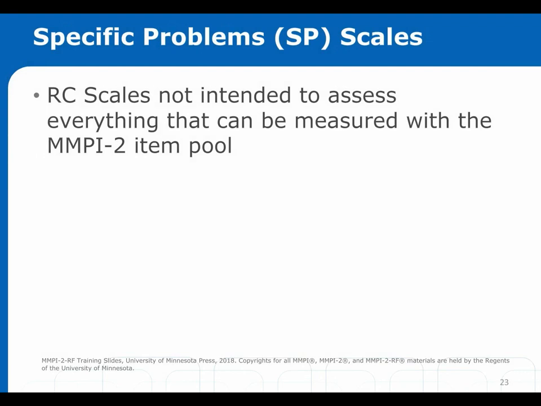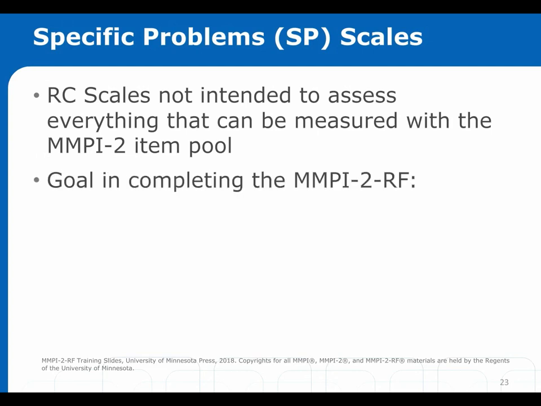Before we dive into the constructs measured by the specific problem scales, it's helpful, I think, to provide some background information for some context. So the restructured clinical scales, when they were developed, this was when the MMPI-2 was in use, and the purpose of the RC scales was to provide versions of the clinical scales with improved psychometrics. So the RC scales in and of themselves don't assess everything that could potentially be measured by the MMPI-2 item pool.